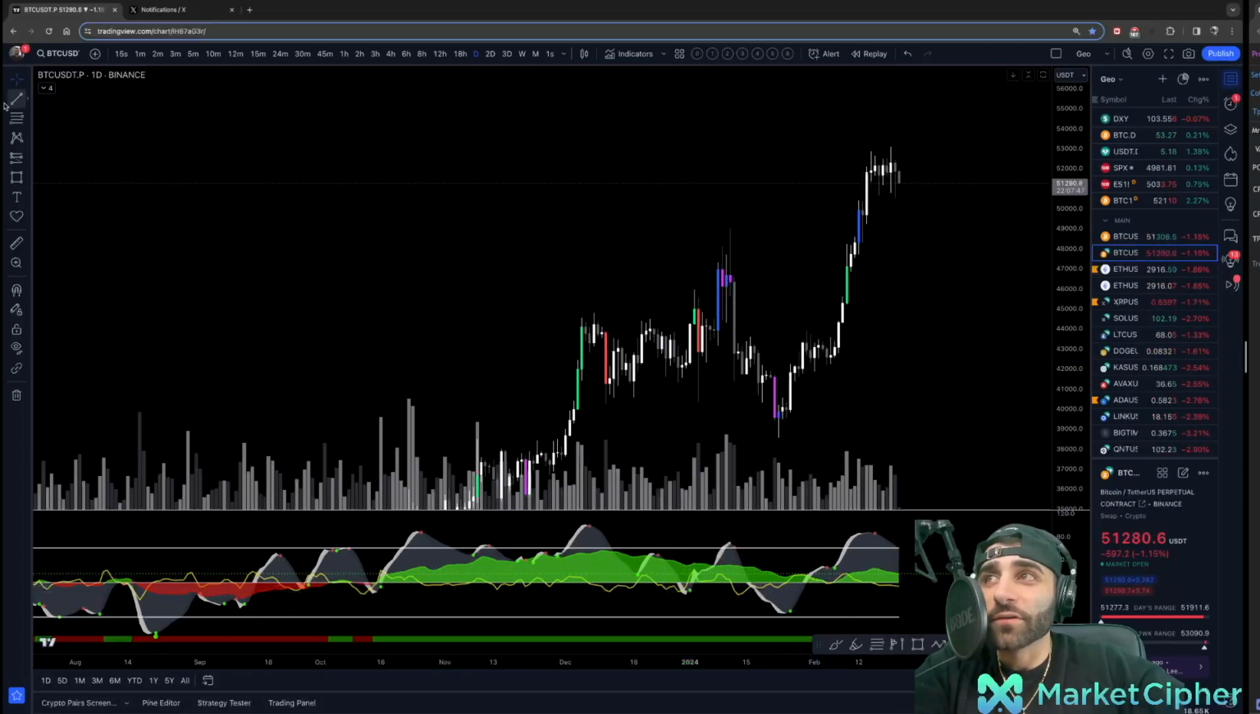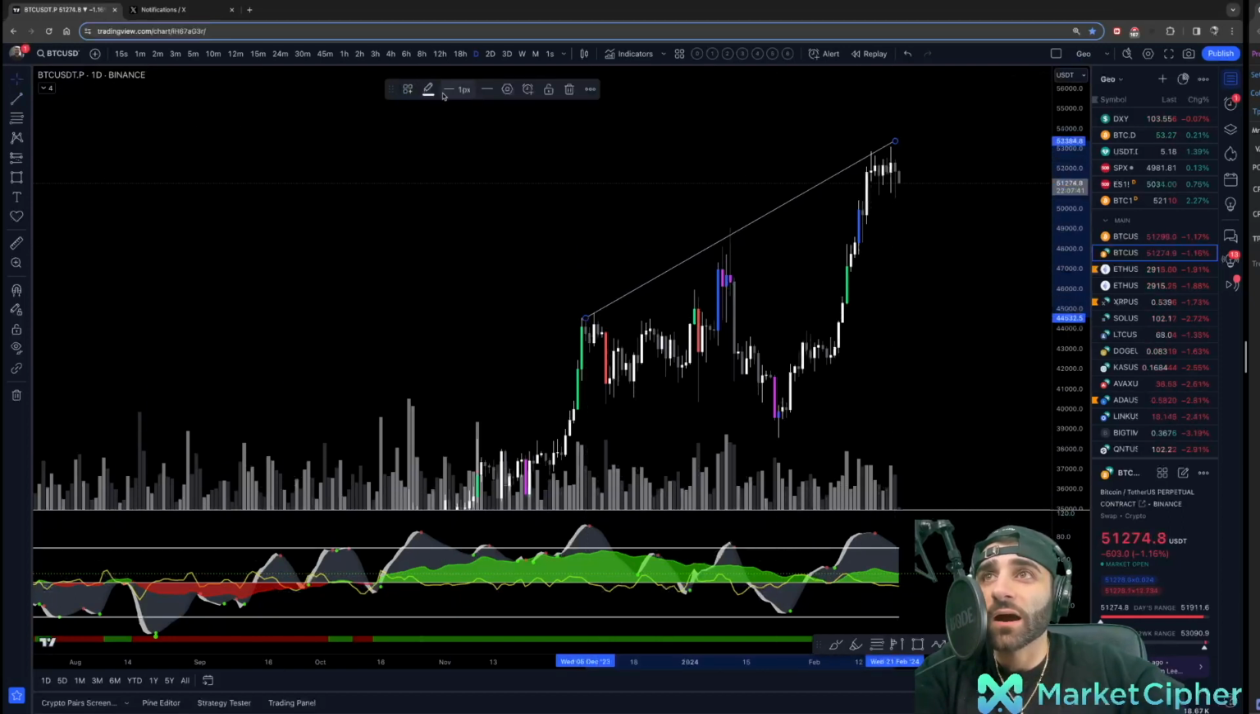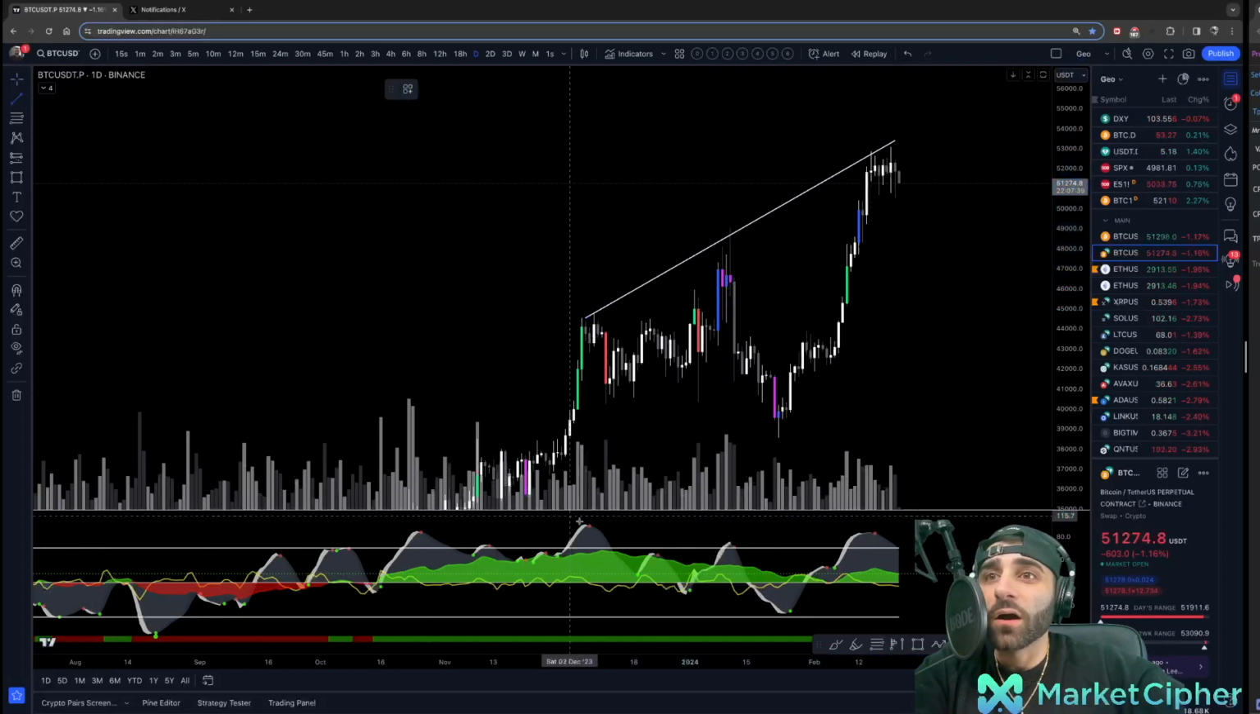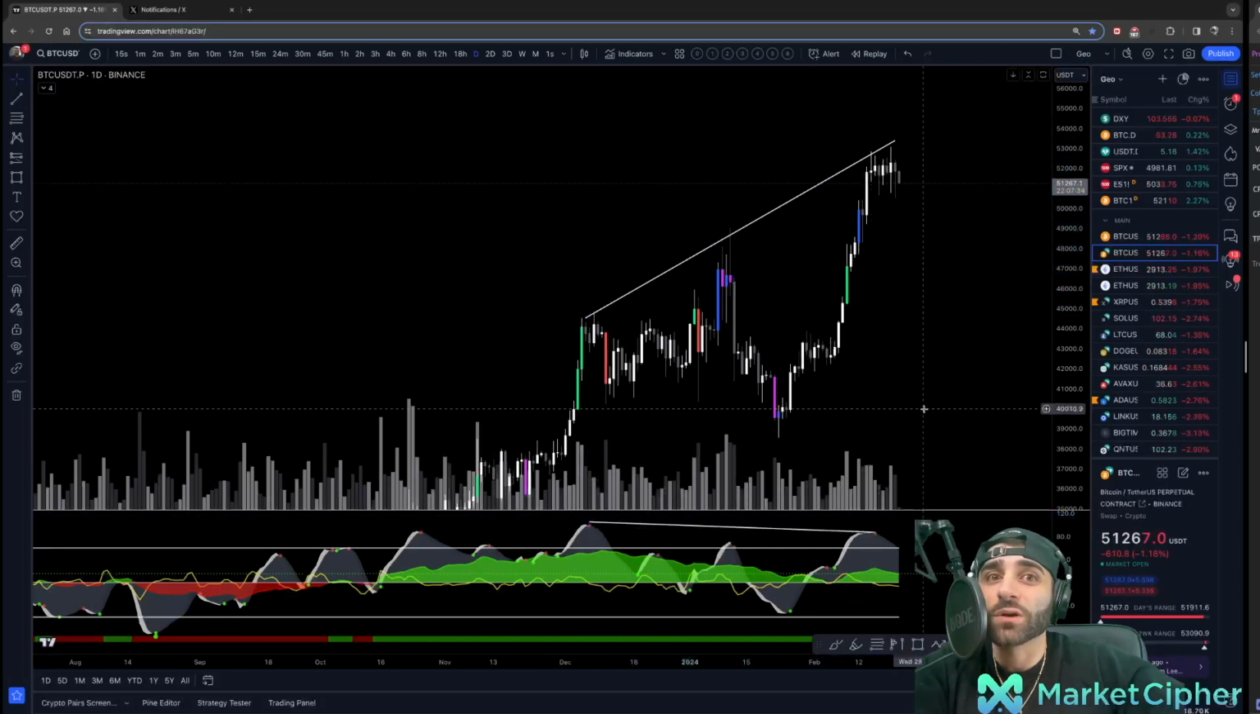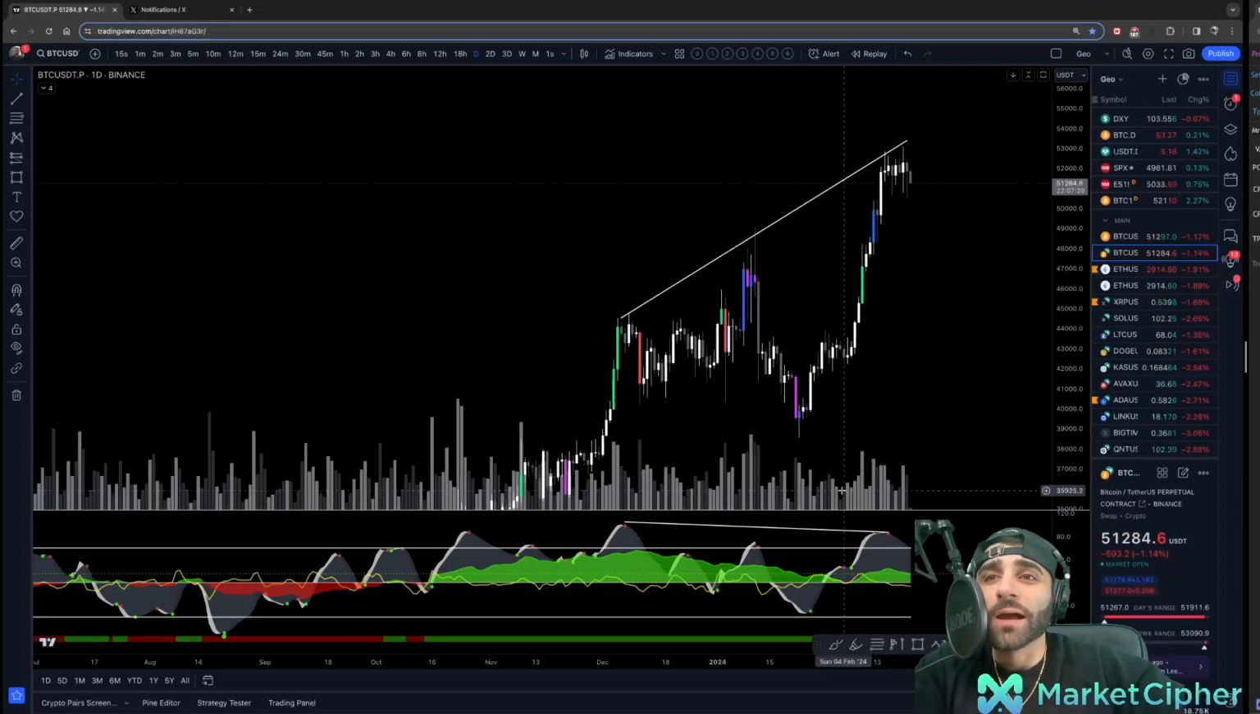So if you don't know what a divergence is, it is essentially where your oscillator is doing the opposite of price. In this example, we can see price is making a higher high, while your oscillator, your momentum waves here, are making a lower high, which is what a divergence is. Easy enough, we have a divergence.